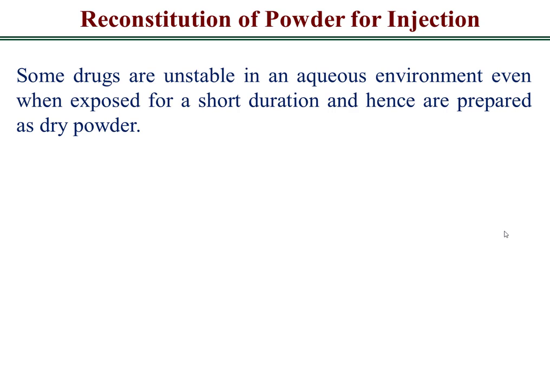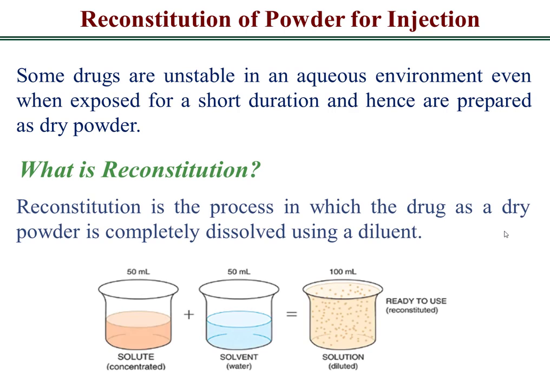And so to enhance the shelf life of these types of drugs, they are typically prepared or formulated as a dry powder. So they go through a freeze drying process or a lyophilization process to get them as a dry powder. The thing about these kinds of drugs is if you're going to use them parenterally, you need to basically put them back into true solution before you can inject them. So that's where reconstitution comes into the picture.